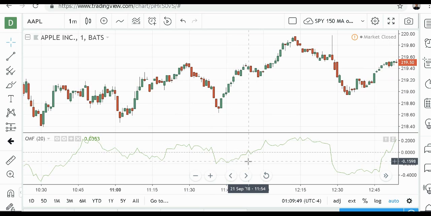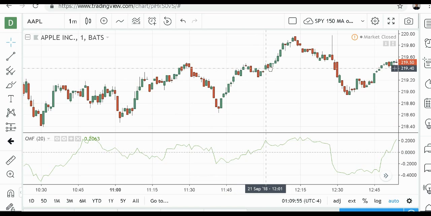Okay, for example, if you had bought here when it broke above 0, you could have stayed in the trade and ridden it all the way up if you had a profit target around here somewhere. And if you had kept a stop loss, it's not necessarily a bad idea to have a stop loss. It's up to you.